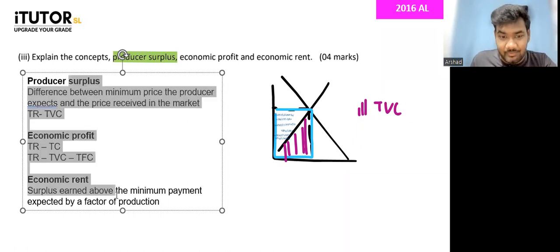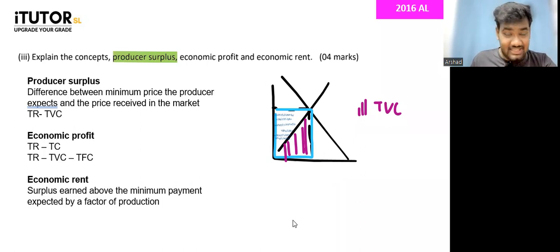So you need to explain these three: producer surplus, economic profit, and economic rent. Is that okay, guys? Fine. Now we'll go to the next.